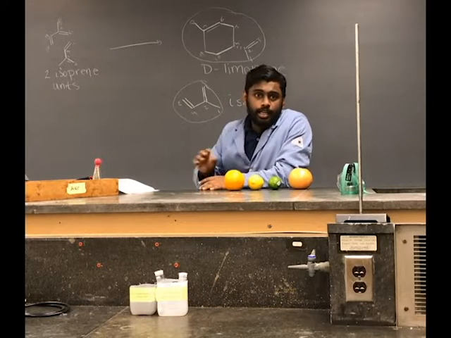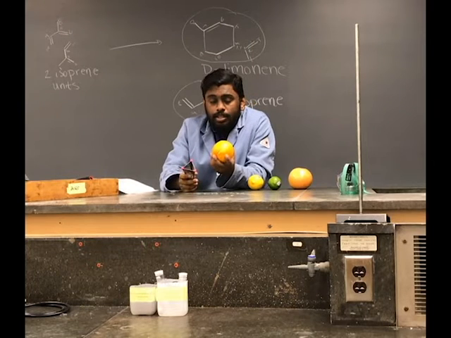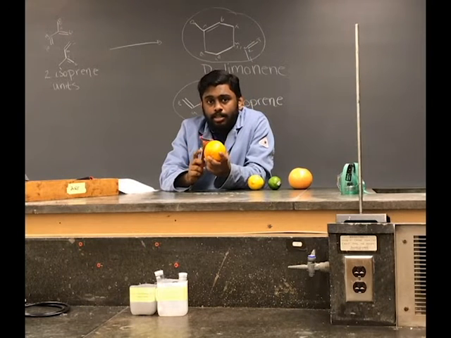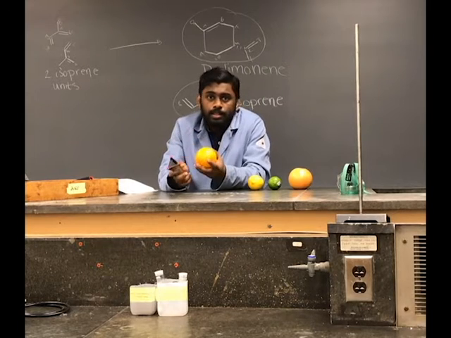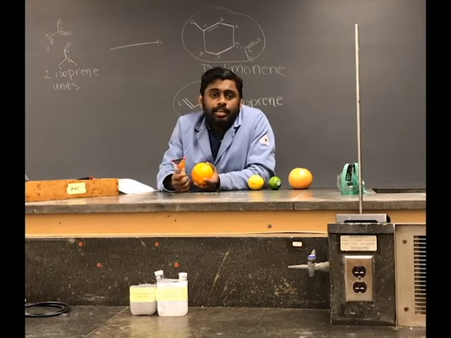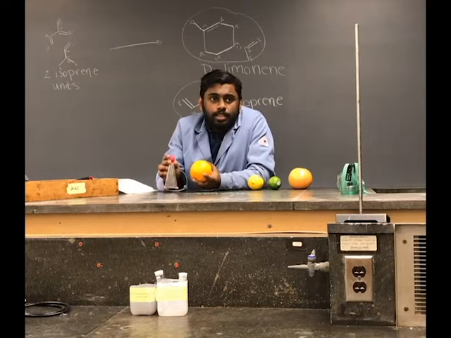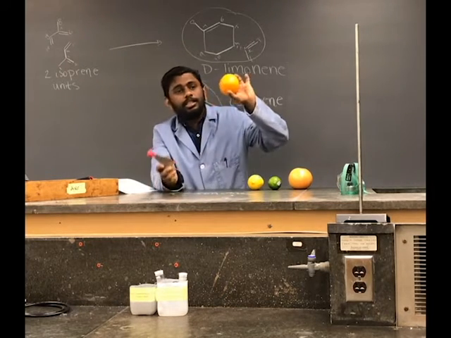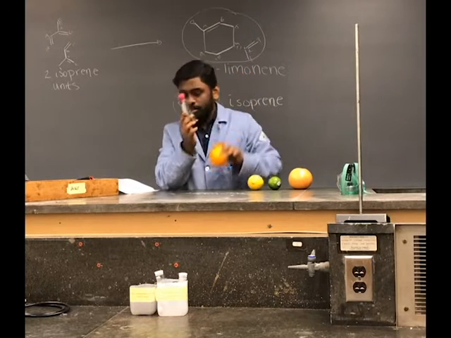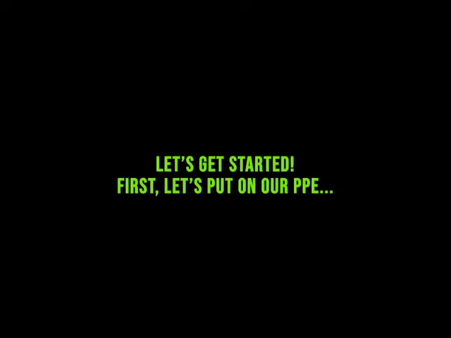Now remember again, when you do the initial zesting, make sure you don't take any white part. All you need is the outer colored part. The white part will just add mass to your actual zest, but it won't add any limonene. The white part has a very limited amount of limonene. Most of the limonene is present in the outer part. So let's get started.